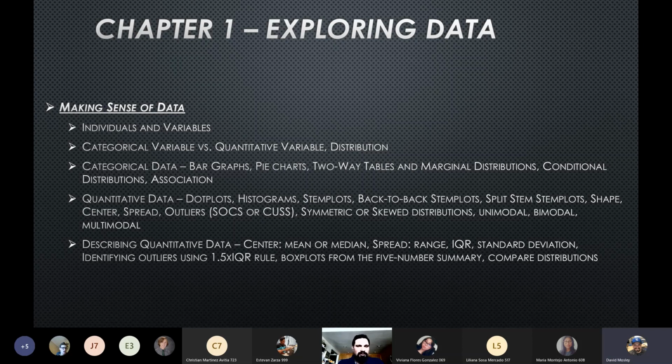Box plots are created from the 5-number summary, a minimum, Q1, median, Q3, and a maximum. And we can stack box plots to be able to compare distributions, or we can simply compare histograms or dot plots or stem and leaf plots if we like. And we can compare them by comparing their center, shape, spread, and all those things.